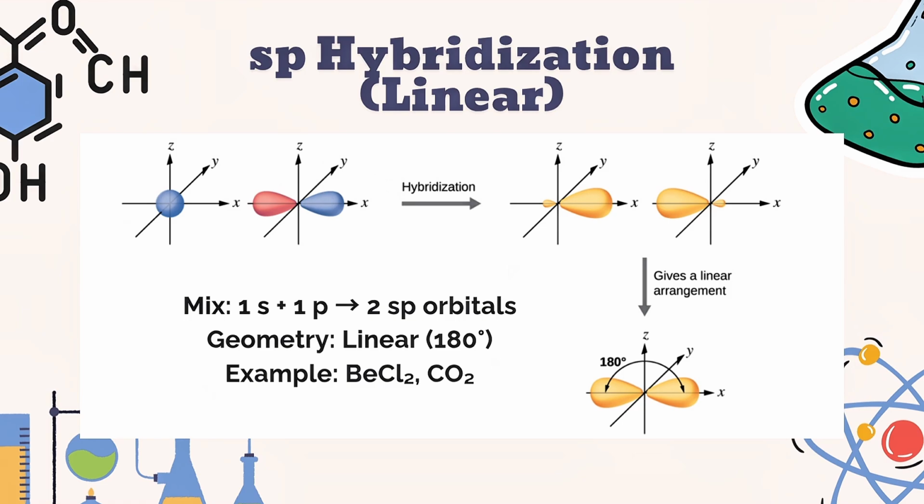Mix one s plus one p to get two sp orbitals. Geometry: linear, 180 degrees. Examples: BeCl2, or beryllium chloride, and CO2, or carbon dioxide. In sp hybridization, one s and one p orbital mix to form two linear orbitals. They point 180 degrees apart, forming a straight line structure. BeCl2 and CO2 are common examples.